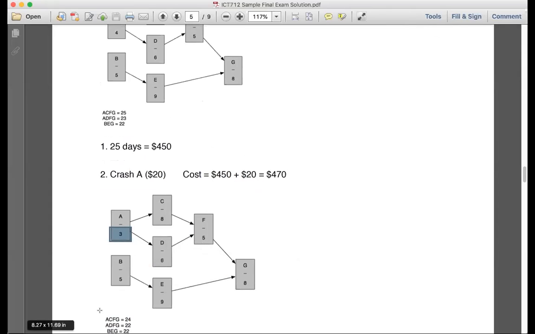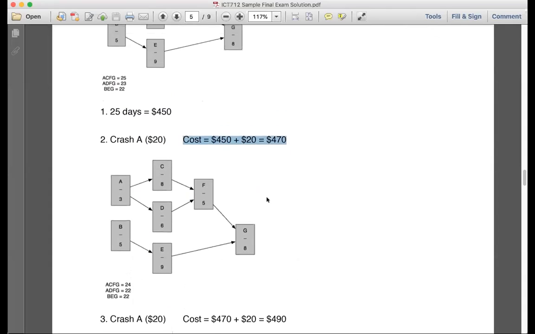Yep. And then I am reducing A from here and A from here. So what would I have instead of 24 and 22? 23, 21. And what about BEG? 20. That's remaining 22, remains the same. So the cost becomes 470 plus 20 equals 490.